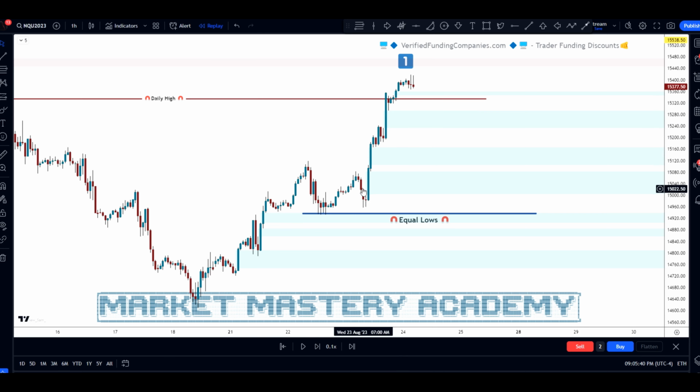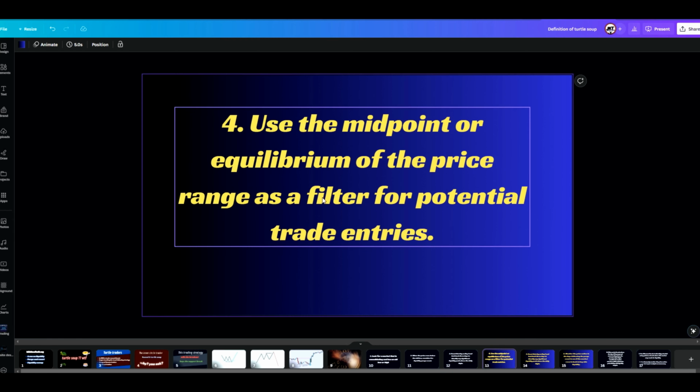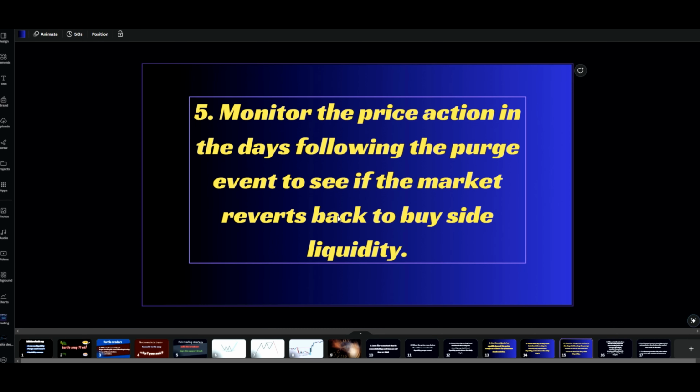This scenario takes place after a run on liquidity. It is a cause of a major reversal in the market. Price is likely to revert back into the range from high to low and then fill an imbalance or take out the other side of liquidity. Steps 1 through 3 are completed. Step 4, use the midpoint or equilibrium of the price range as a filter for potential trade entries. Monitor the price action in the days following the purge event to see if the market reverts back to the buy side liquidity. In case this would be sell side liquidity because it took buy side liquidity.